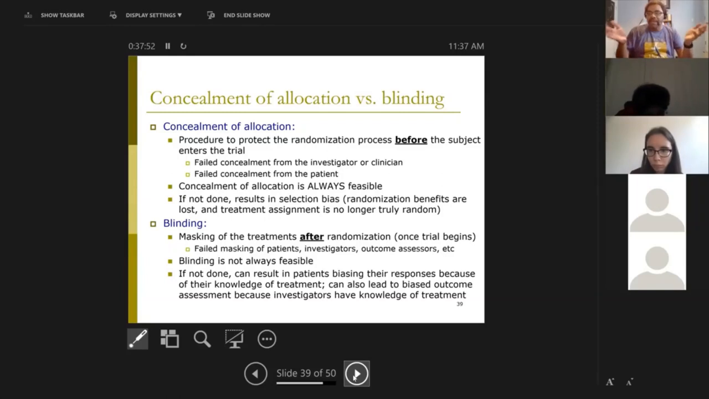All they need to do is to implement something like a central randomization, where you call a phone number, they give you a code, and you have a coded box of pills, right? That's an easy, solid way to make sure nobody can mess around with the allocation.